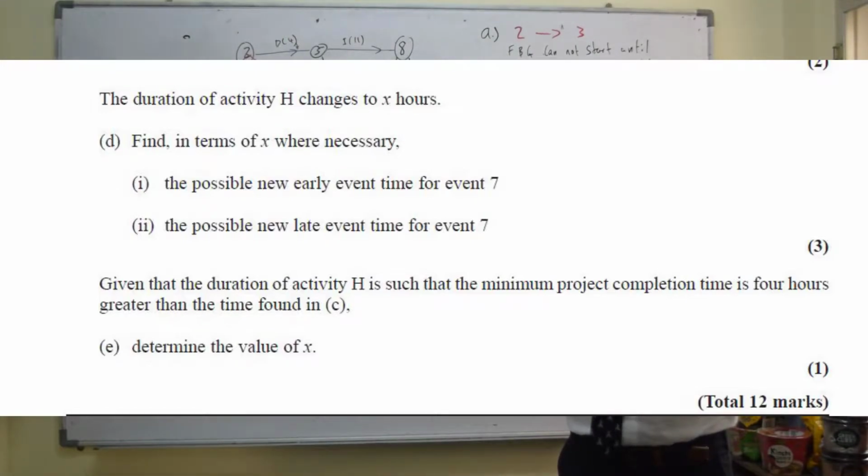The duration of activity H changes to X hours. And we need to find, in terms of X, where necessary, the possible early event time for event 7, and the possible late event time for event 7.